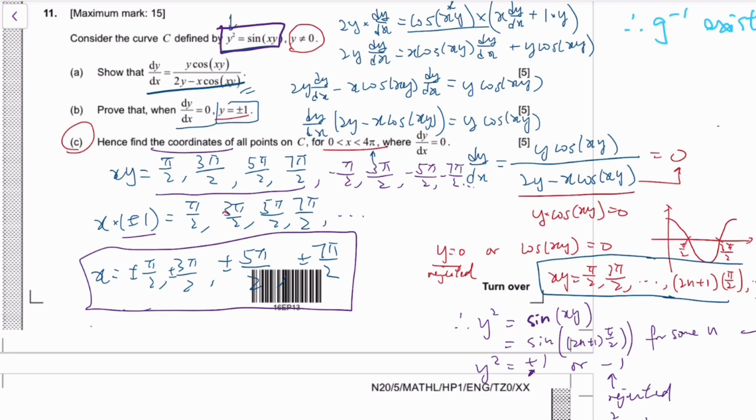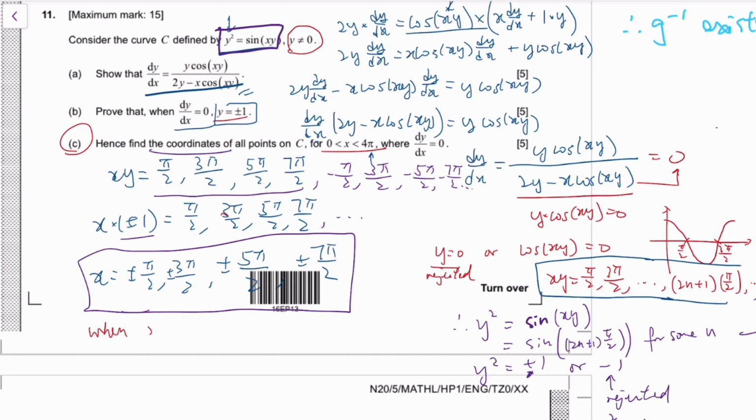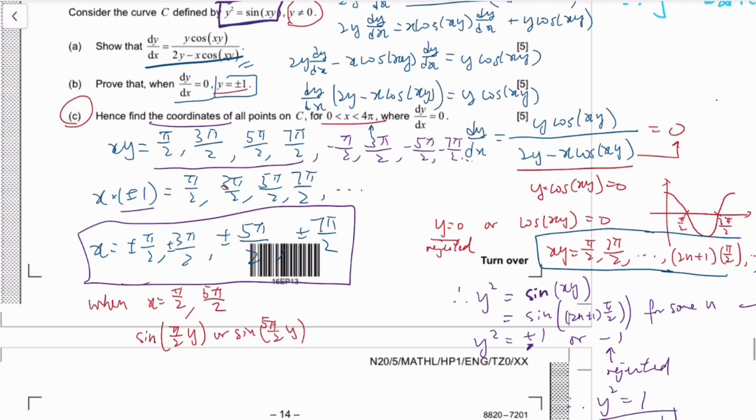So let's do it. When x is pi over 2, obviously whatever is true for pi over 2 will be true for 5 pi over 2, because they are a 2 pi difference from each other. Then if we sine pi over 2 y, or 5 pi over 2 y, now the question is just, should y be positive 1 or negative 1?